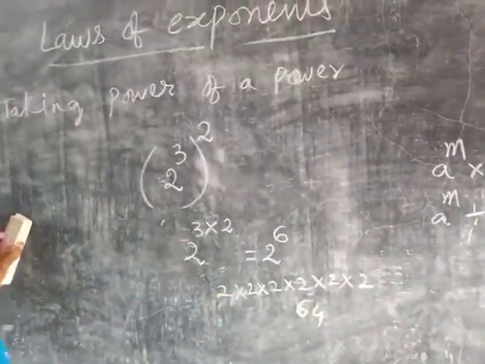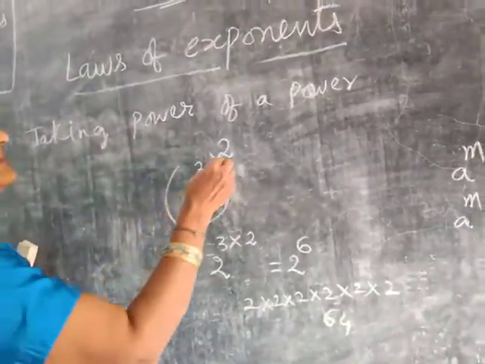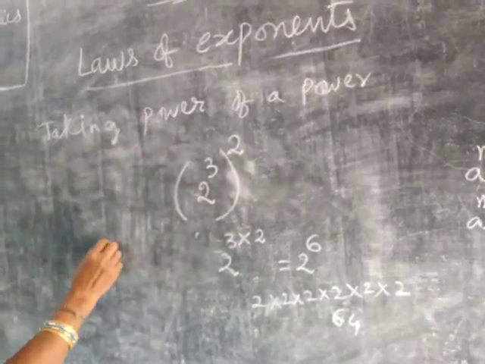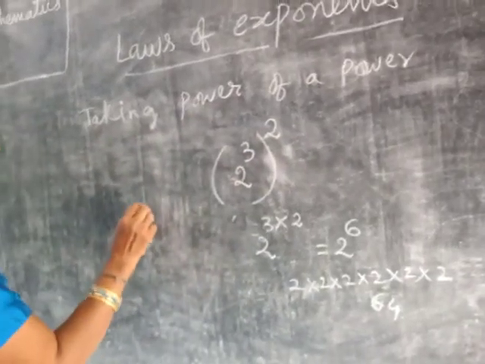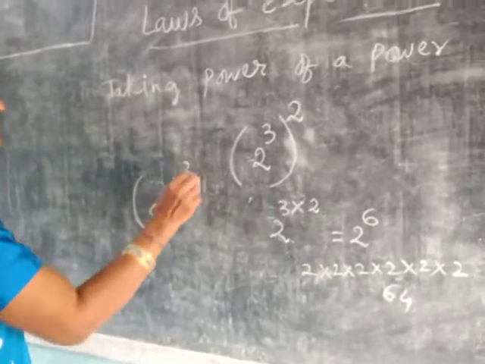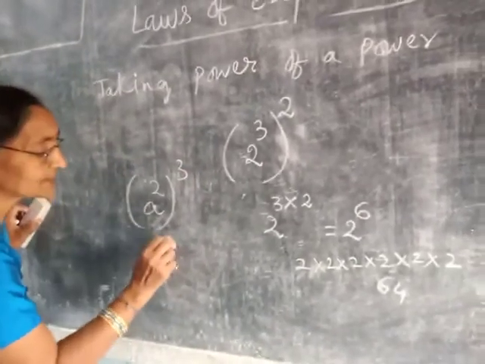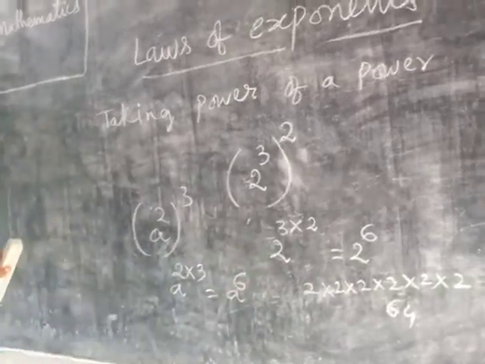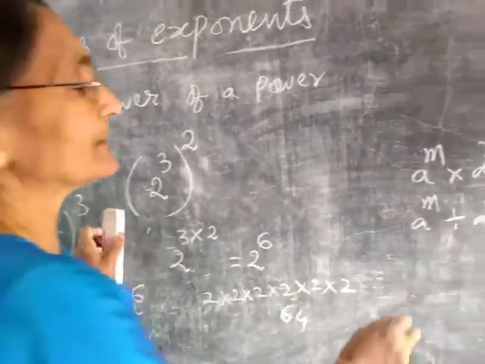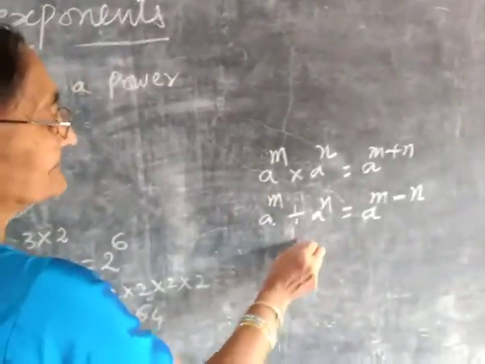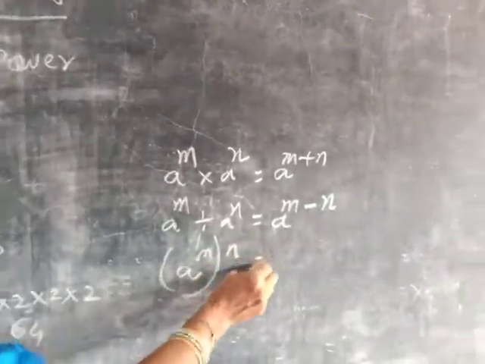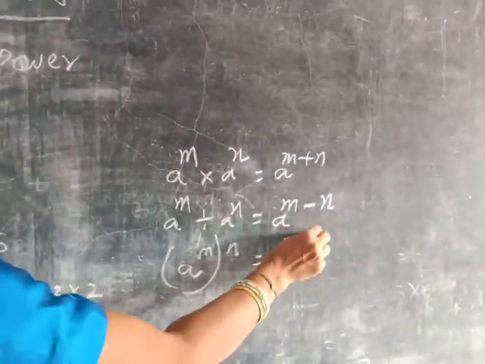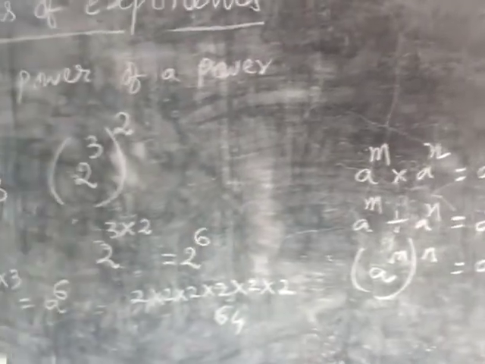When a power of a power is given, what will you do? You have to multiply the powers. Suppose the question is a to the power 2, to the power 3. Then what will you get? A to the power 2 into 3 means a to the power 6. Do you understand? Now what is the formula? A to the power m, to the power n, means a to the power m into n. This is the formula. Do you understand?